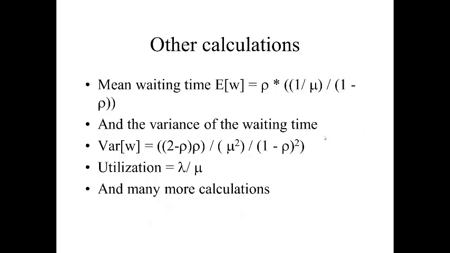You can also calculate mean waiting time and the variance on the waiting time. Utilization is the service time divided by the inter-arrival time. And there are quite a few other calculations you can make. Take a look at Jain to see all the different calculations that can be derived.